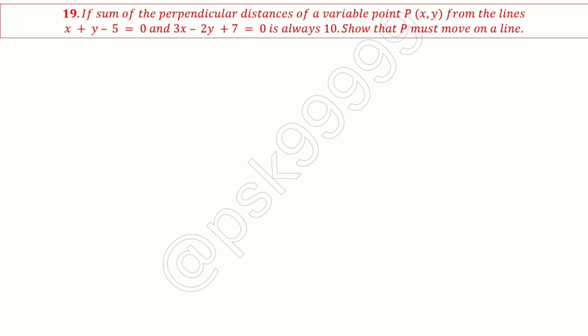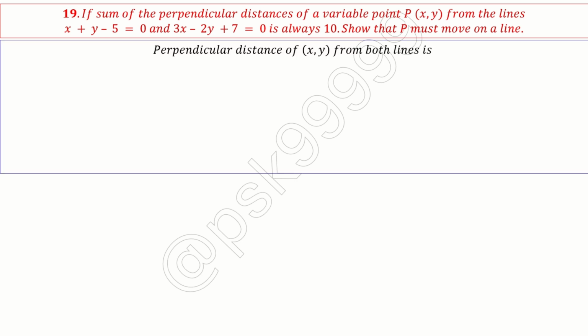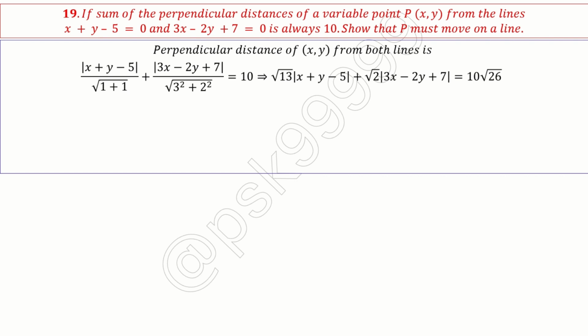Next. If the sum of perpendicular distances of a variable point x comma y from the lines is always 10, show that P must move on a line. He's trying to tell that if you try to find out with this condition what this P is, the equation should be a straight line, or the locus of P is, we call locus, right? Locus of P is a straight line. That's what he's trying to tell. So perpendicular distance of x comma y from both these lines is given by this. So sum of them is 10.